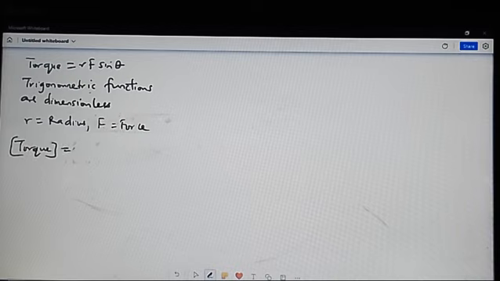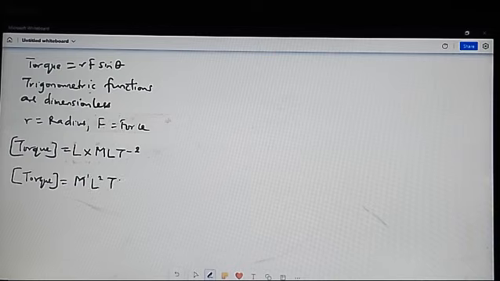So the dimension for torque will now be that of radius. Radius is a measurement of length, so we say L times force, M L T to the power minus 2. So torque has dimension of M raised to the power 1, L raised to the power 2, T raised to the power minus 2.